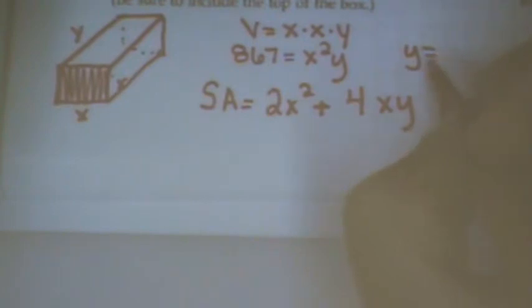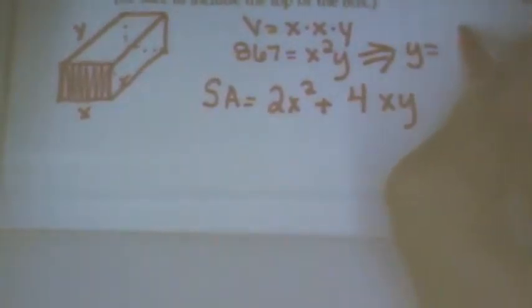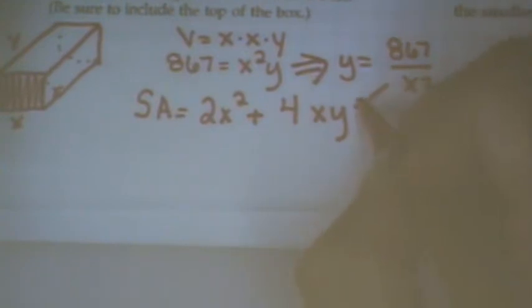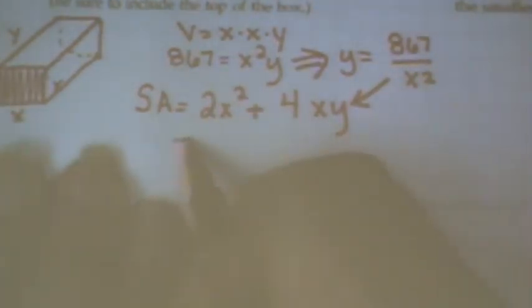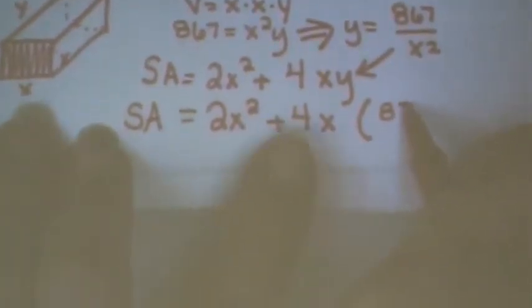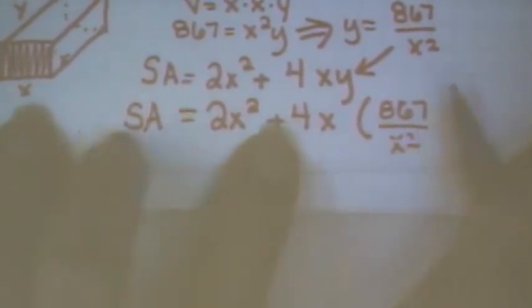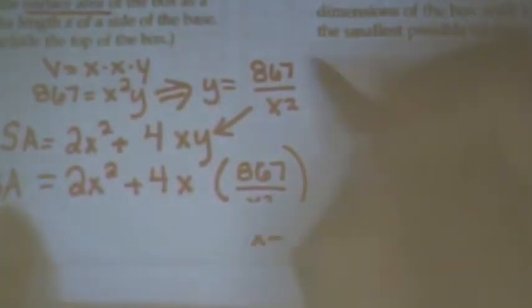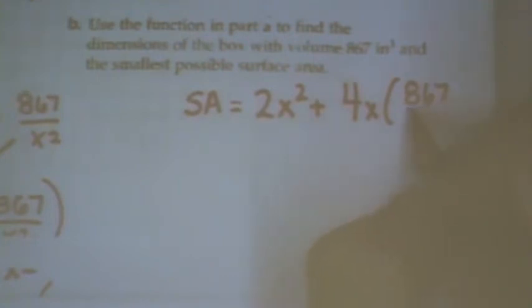You're going to solve this equation for y. So y is equal to, if you solve this for y, what do you get? 867 divided by x squared. And then you're going to plug this in here. So you get your surface area is 2x squared plus 4 times x times 867 over x squared. Oops, ran out of room. I'm going to write it up here. Surface area is 2x squared plus 4x times 867 over x squared.